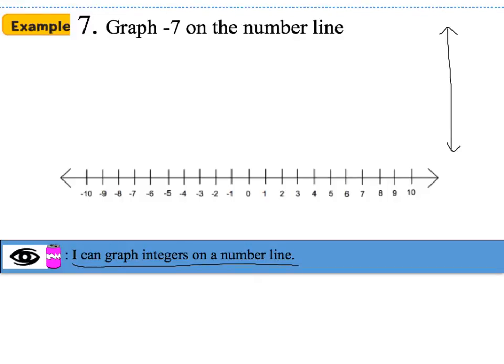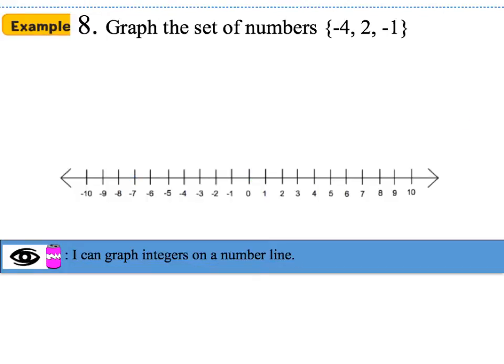So it says graph negative 7 on a number line. So let's use the horizontal number line first. I know that 0 is in the center here. And if I want to graph negative 7, I need to go to the left of 0 because it means it's in the negative region. So there's negative 7. If I want to graph negative 7 on a vertical number line, let's place 0 in the center. And I'm going to place my negative 7 below 0 because that's the negative region.